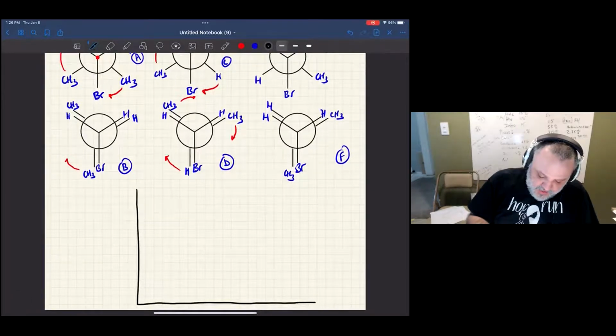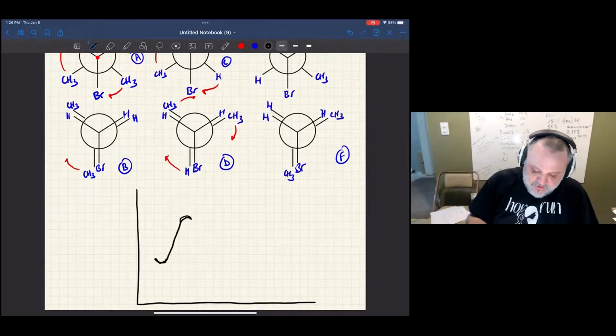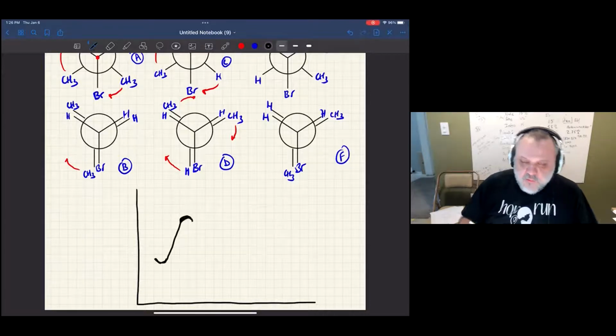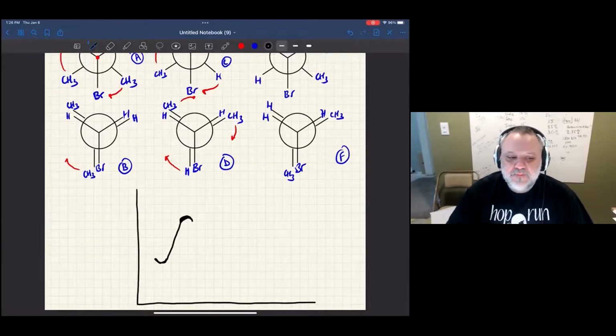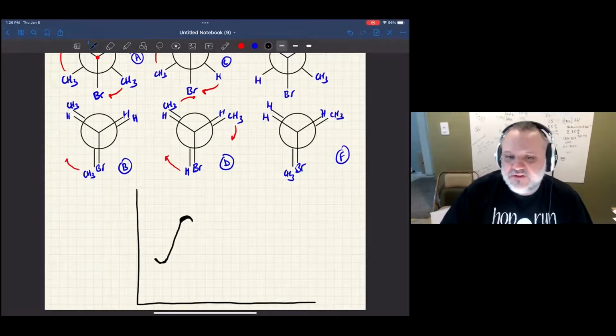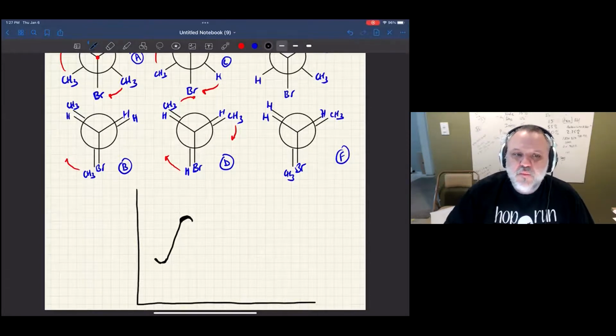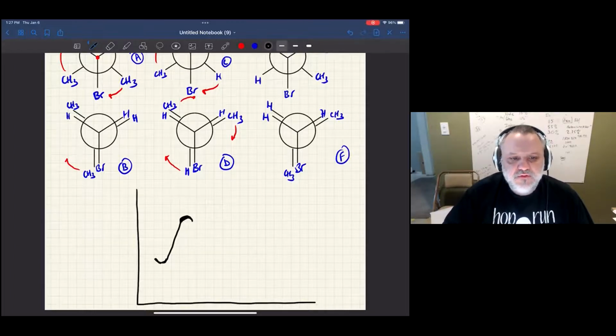So I start with A, and I'm going to move to B. And so I always have this starting structure. Everything else is going to be relative. Now, there's some information we can glean from the Newman projections. Specifically, we can compare the minima and decide amongst the minima which are lower energy and which are higher energy. We can also do the same thing for the maxima.